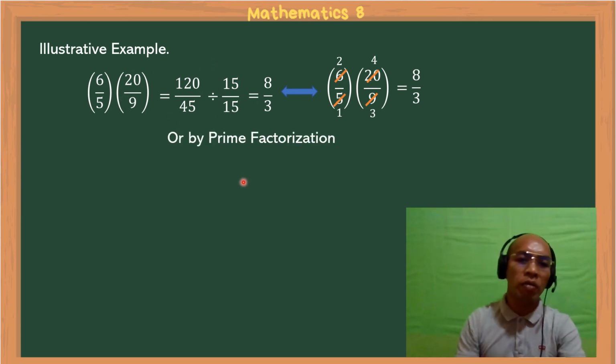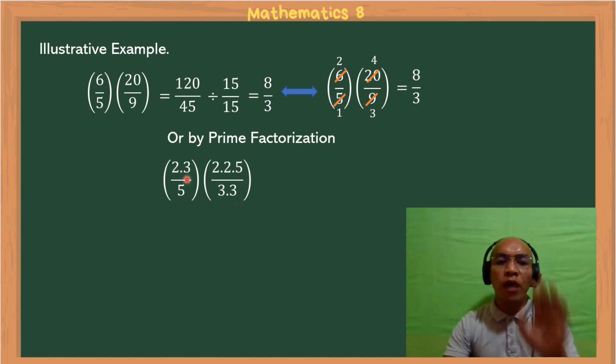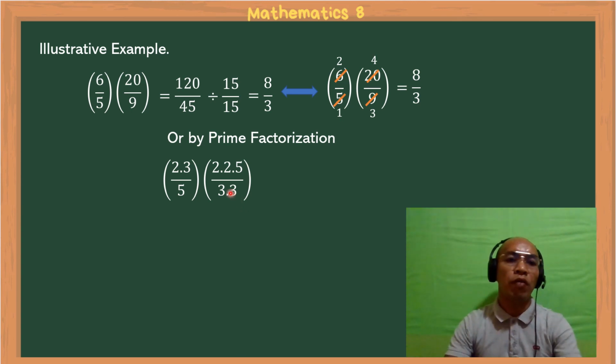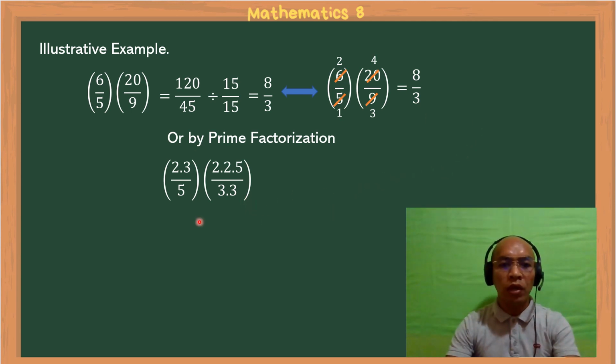And there's also another method which is prime factorization, in which we factor out each numerator and denominator if it is factorable. For example, 6 is factorable into 2 and 3. 20 by prime factorization is 2 times 2 times 5. 9 is 3 times 3. Before multiplying, notice you can cancel common factors between any of the numerators and any of the denominators. So 3 is common to these, cancel them first.